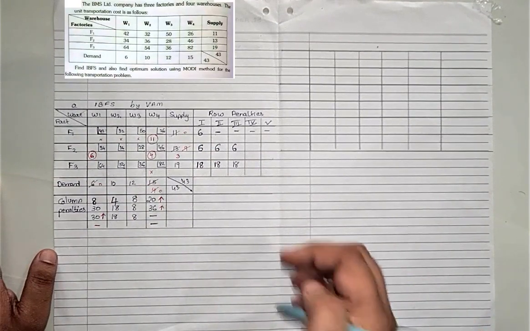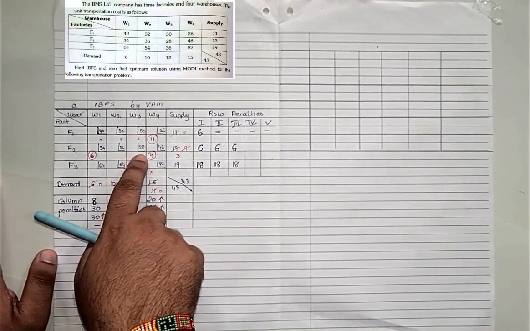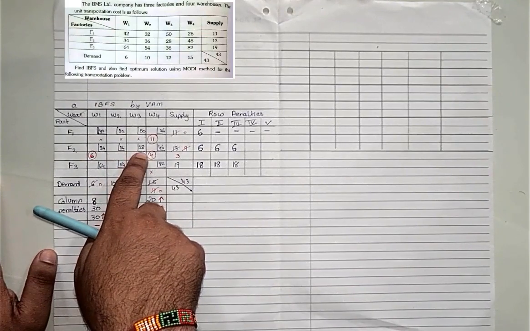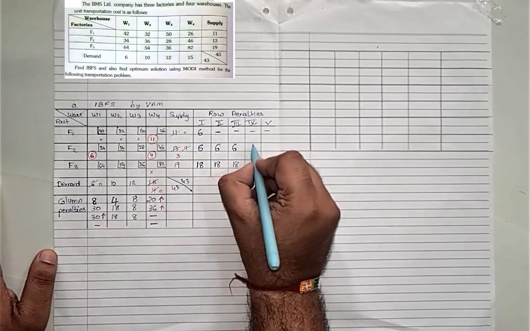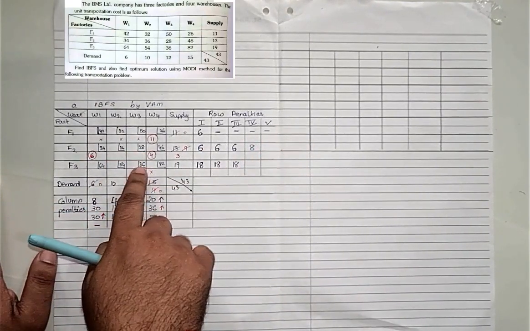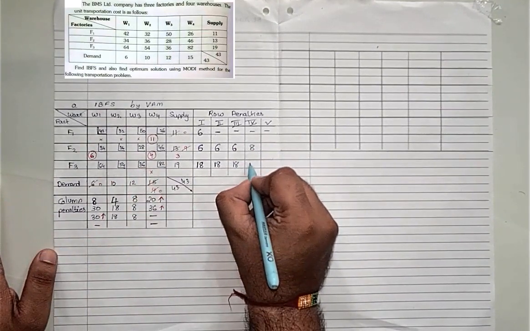We start again with the same thing. This is over, so now we have only 36 and 28, which is 8, and 36 and 54, which is 18.